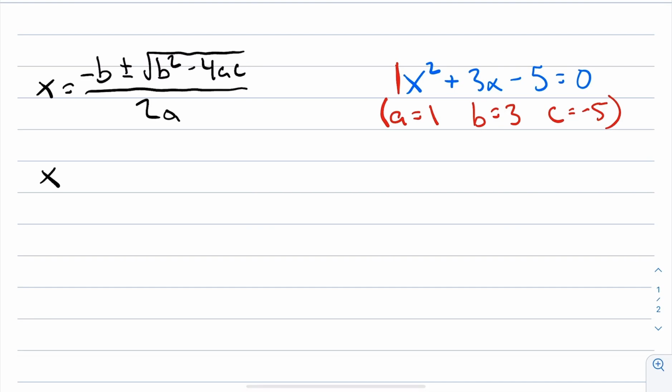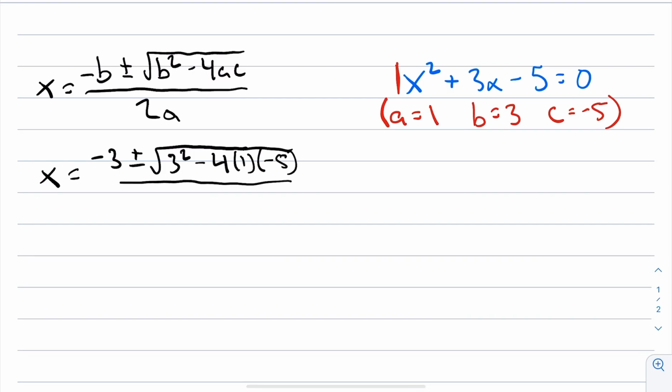And first thing we want to do is just plug some values in. So we say -b, that will be -3 plus minus square root. All right, b squared now, that is 3 squared. So the value of b is 3, so we plug them in there. Minus 4 times a times c. So a is 1, and then c is -5. And then we put this all over 2 times a, which is 2 times 1.